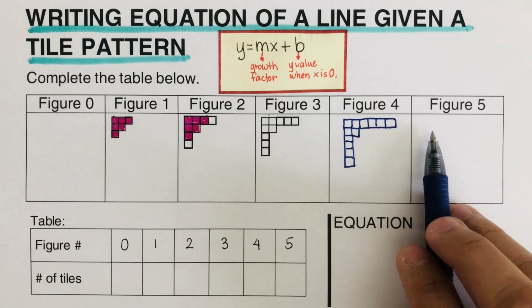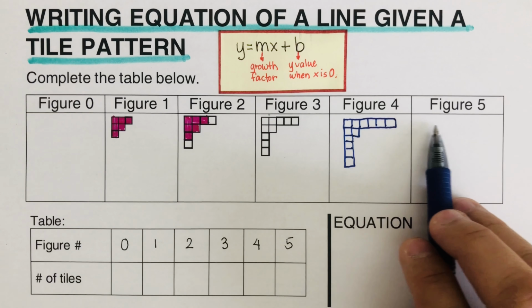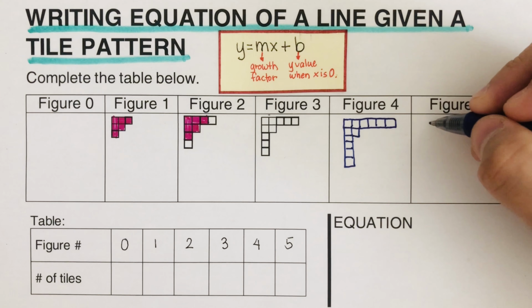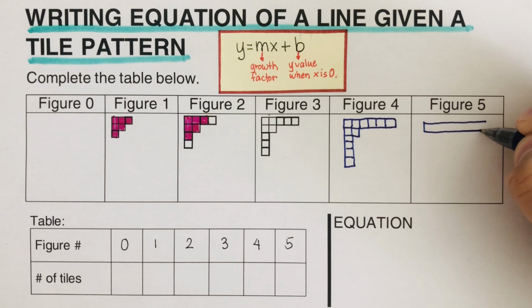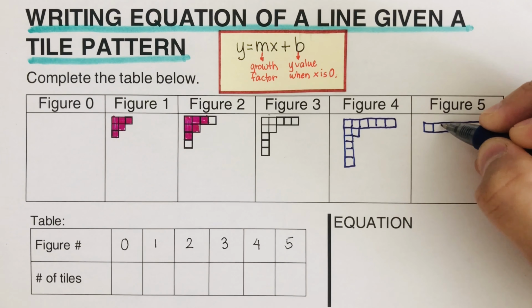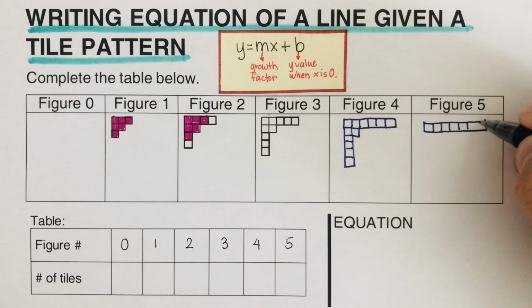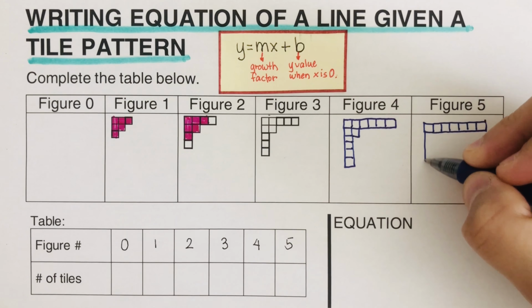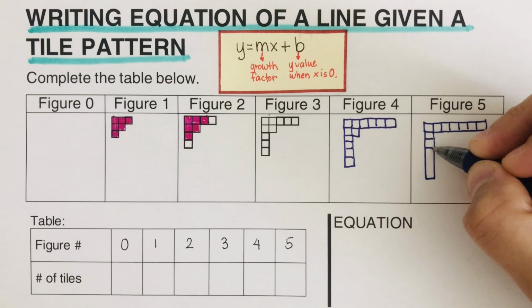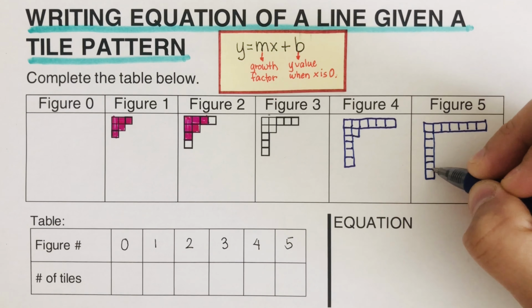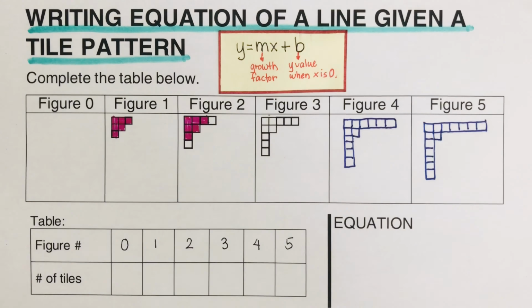Now I can predict that there's going to be 7 going to the right. So I'm just going to draw 7 tiles here: 1, 2, 3, 4, 5, 6, 7. And there's going to be 7 going down as well: 1, 2, 3, 4, 5, 6, 7, and there's 1 in the middle.